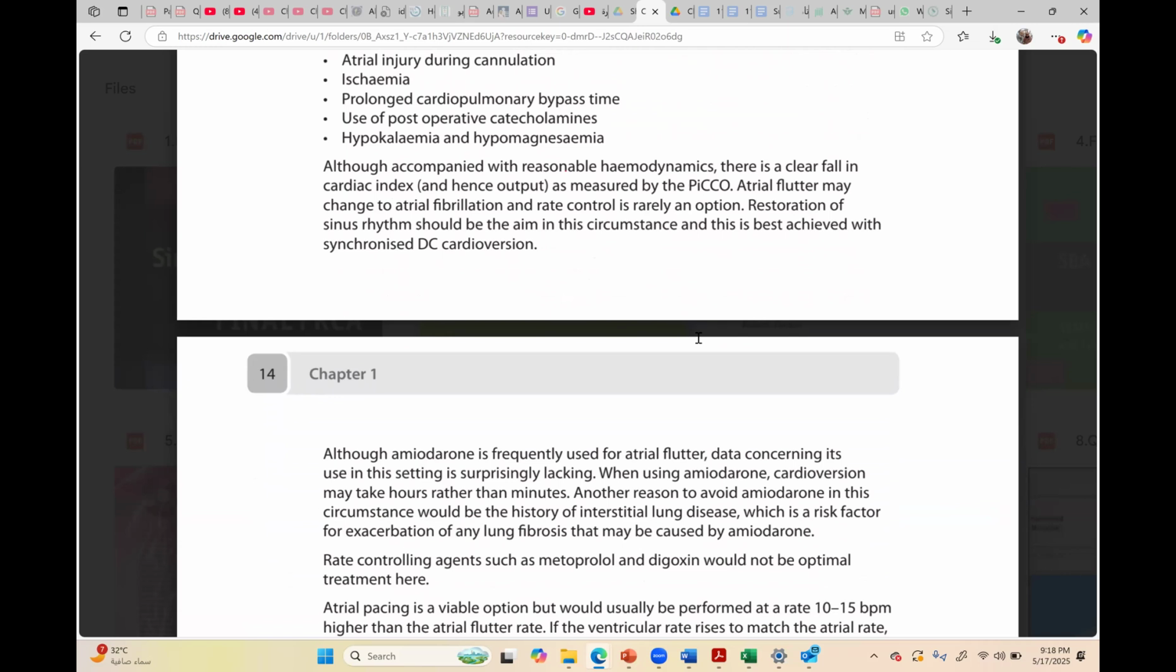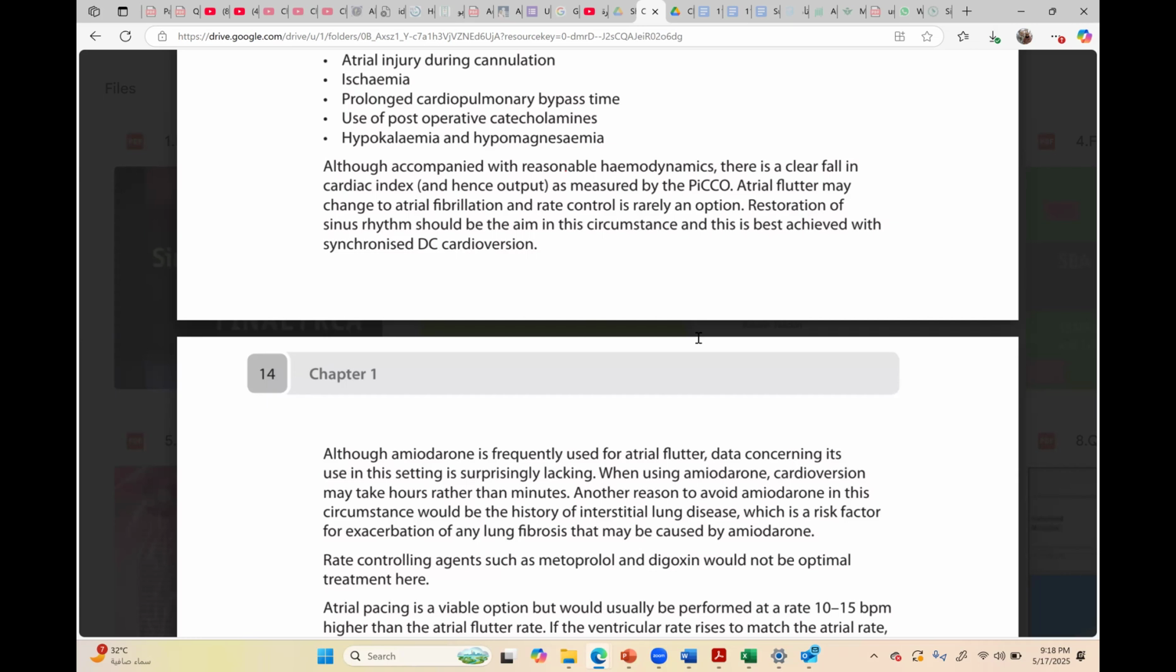What the learning points will be: what is DC cardioversion, how it works, with what it is synchronized, what happens if it is not synchronized, and then causes of atrial fibrillation, how it develops, atrial flutter, how it develops, and what is the management. You can just review the American Heart Association classification for it.